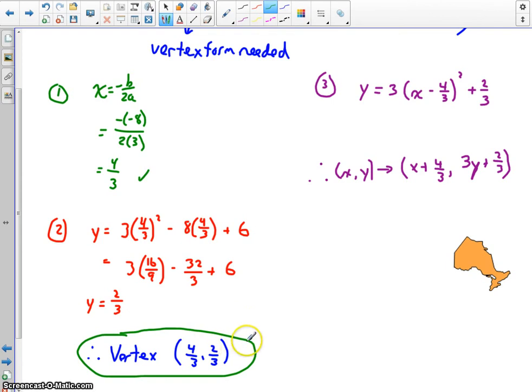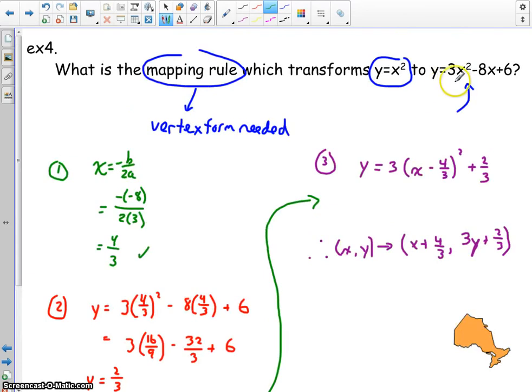With that in mind, I then created the equation in vertex form. So I had my h and my k for my vertex. The a value is the same as the one from standard form. So that gave me my vertex form. Now that I'm in vertex form, I can create my mapping rule. So I wind up with (x + 4/3, 3y + 2/3) for my mapping rule.